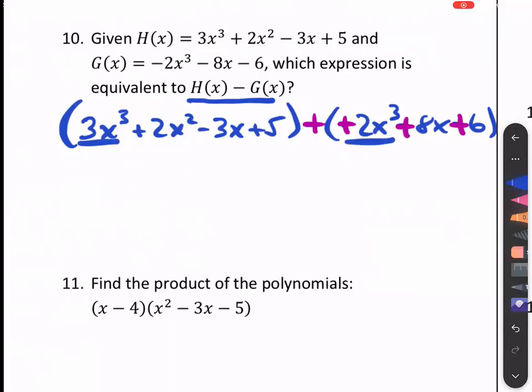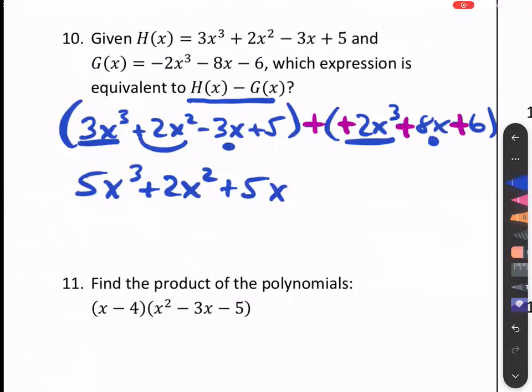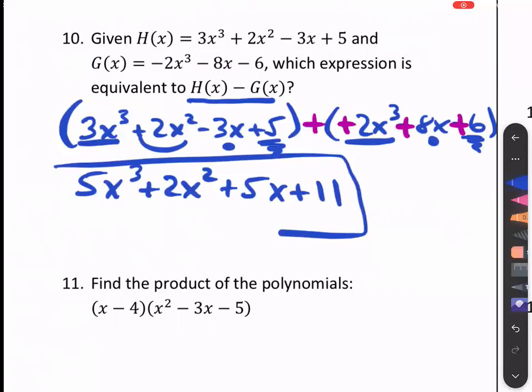And then I just combine my like terms. X cubed with x cubed, 5x cubed, x squared by itself, x's together, I get 5. And then the 5 plus the 6 gives me 11. So there's my final answer right there.